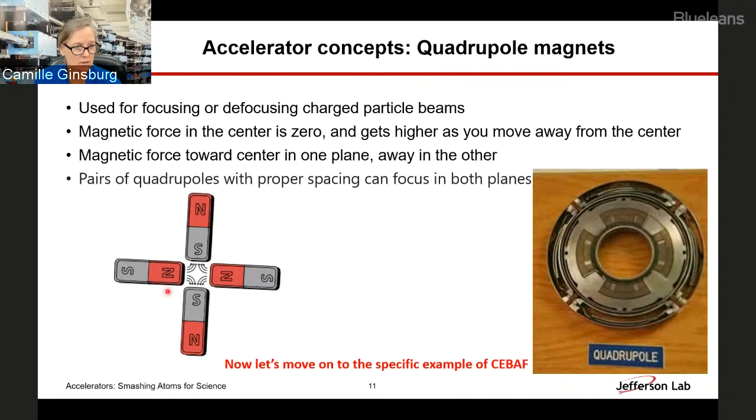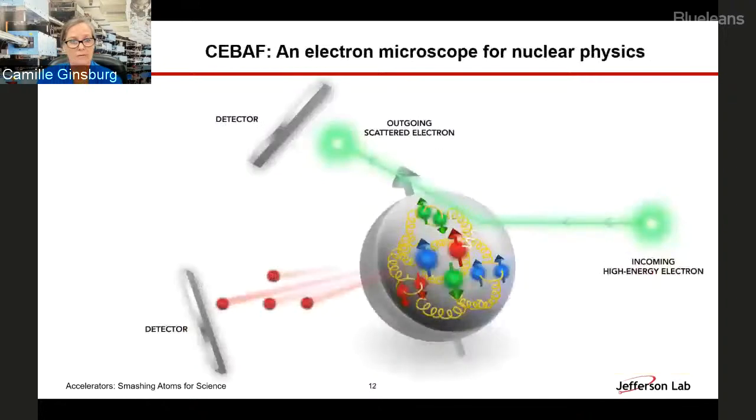Here's an example, again, of the bar magnets put together to form a quadrupole: 1, 2, 3, 4 poles. And here's a slice of a real magnet, and again, 1, 2, 3, 4 poles. So let's move on to CEBAF.